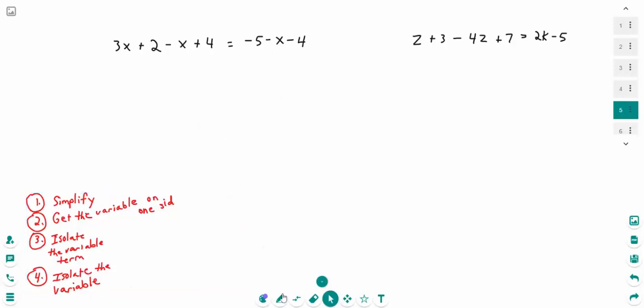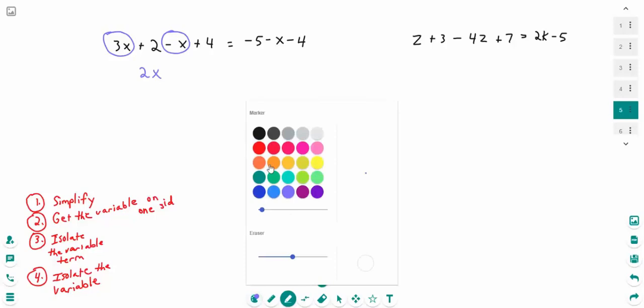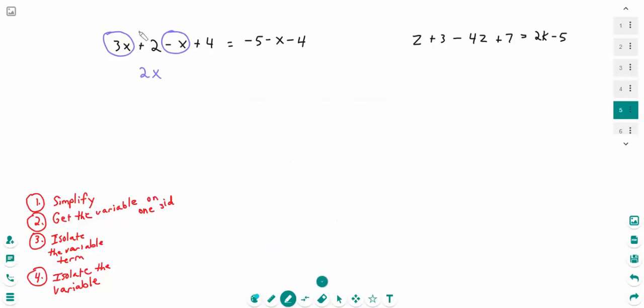All right, so the first step is to simplify both sides. So that's what we'll start with. What do we see here? Any like terms? Well, yes, we have a 3x and a negative x, right? That's going to give me a 2x. What else do I have for like terms? Well, I've got a positive 2 and I've got a positive 4. Those are like terms. So that gives me a positive 6, right?